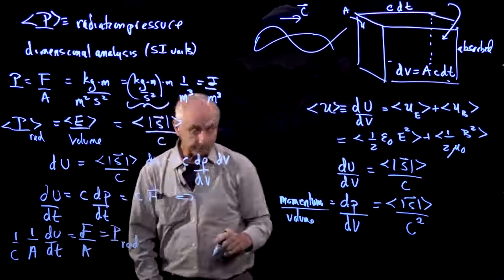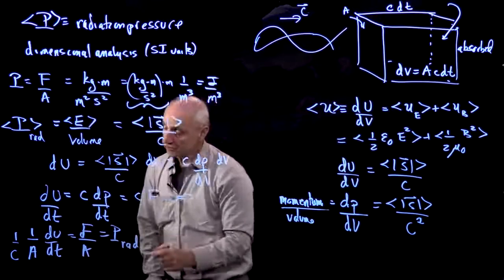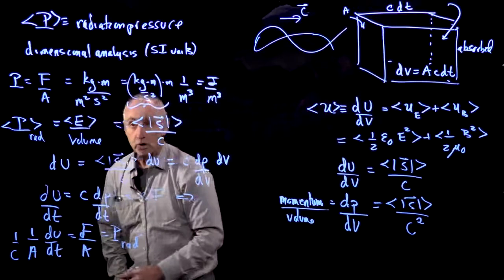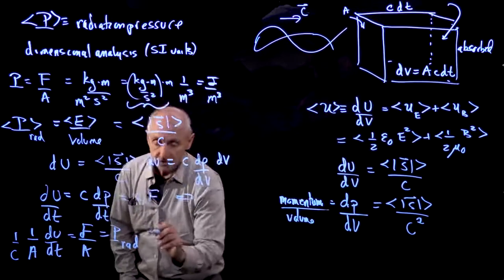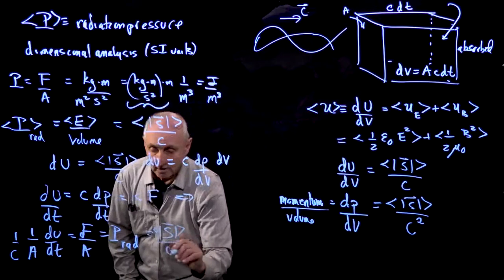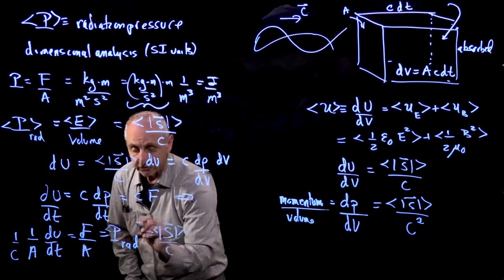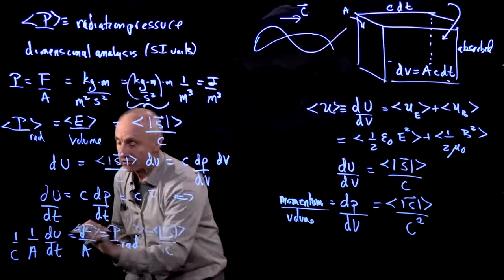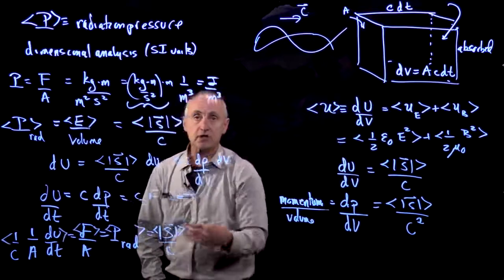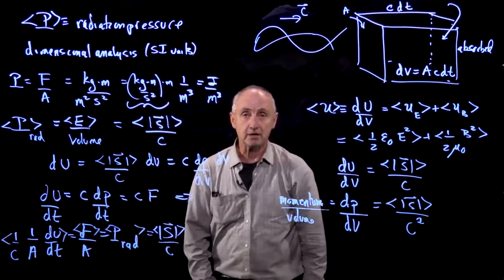Now, recall that the Poynting vector was the rate of energy change per time over 1 over A, and so we see that we get our result that we had earlier by a dimensional analysis, that if we just time average everything here, the time average radiation pressure is the Poynting vector divided by the speed of light.